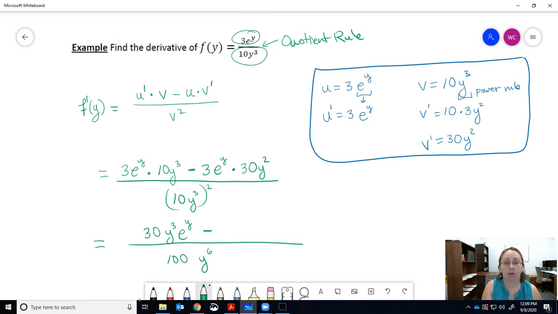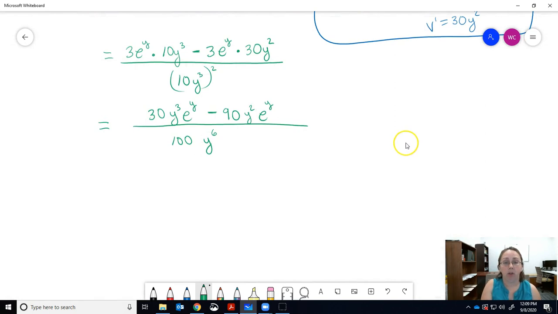Minus 3 and a 30 can multiply, so that's 90. And then we have a y squared and an e to the y. So by organizing number, then y to a power, then e to a power, it makes it easier to figure out what we can factor out of the numerator. So what's in common up there? 30 and 90. What can be divided into both of those? 30. Let's pull 30 out.